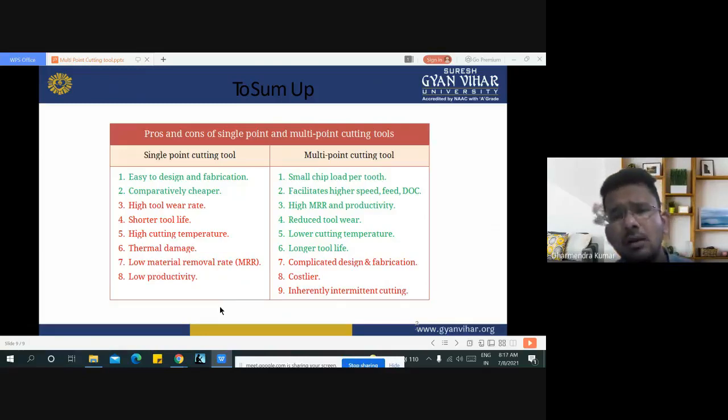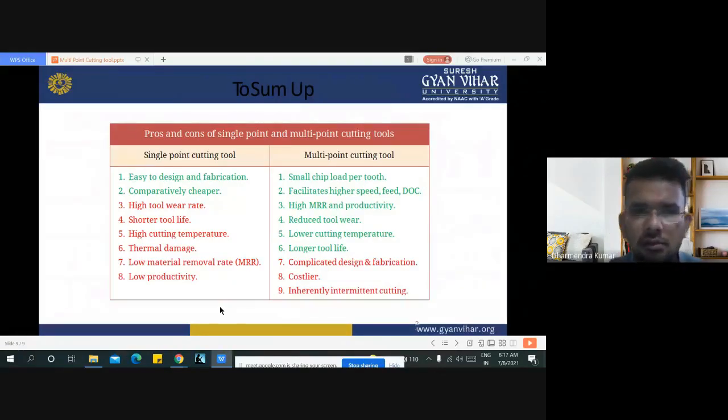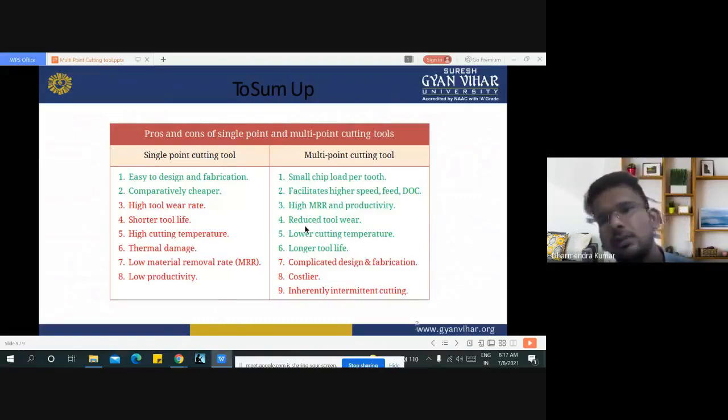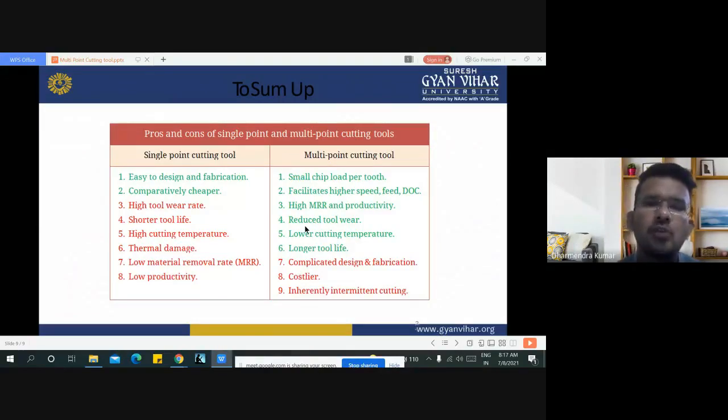The main reason for these differences is that in the multi-point cutting tool there are two or more cutting edges, but in the single point tool only one cutting edge. Shorter tool life, reduced tool wear means the life of the multi-point cutting tool is more compared to the single point cutting tool. Higher cutting temperature in the single point tool, whereas the multi-point tool has lower cutting temperature.